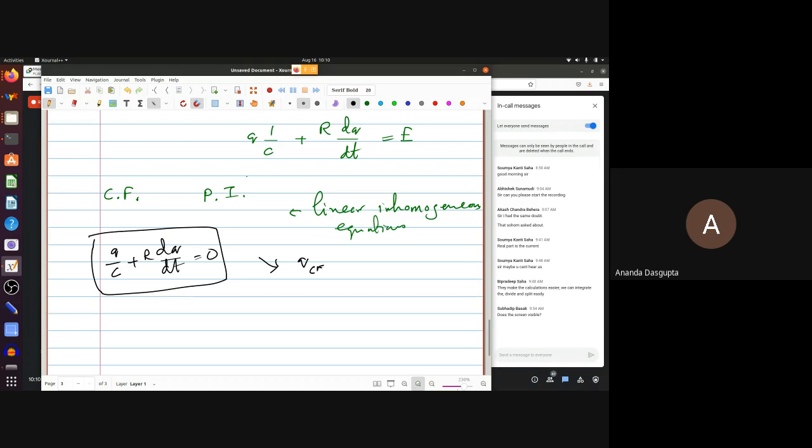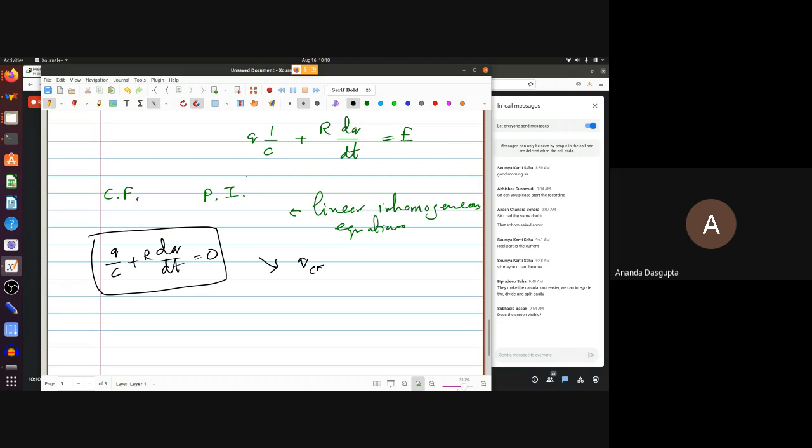Q by C plus R dq/dt equal to 0. If you solve that equation, you are going to get a complementary function which has an arbitrary constant in it. That's easy to see because if any q satisfies this equation, because it's a linear homogeneous equation, homogeneous meaning you have a 0 on the right hand side, any multiple of that q will also satisfy the equation, right? Because if q gives you 0 and you multiply q by 10, let's say, 10 times q is going to give you 10 times 0.